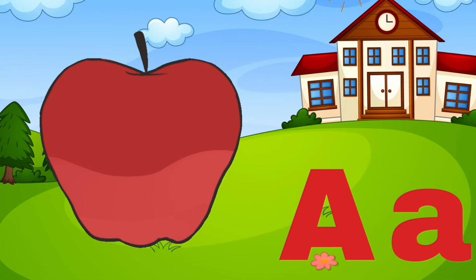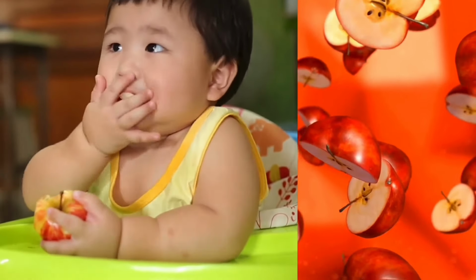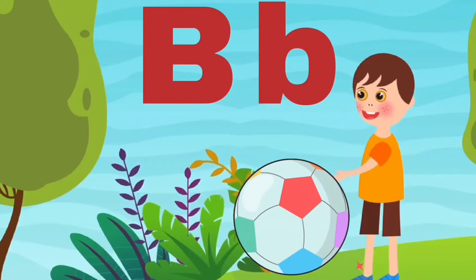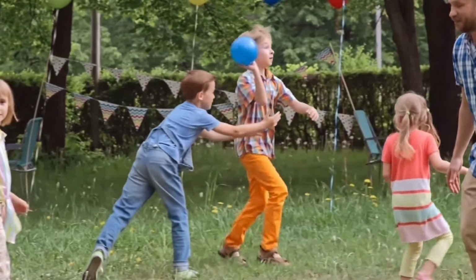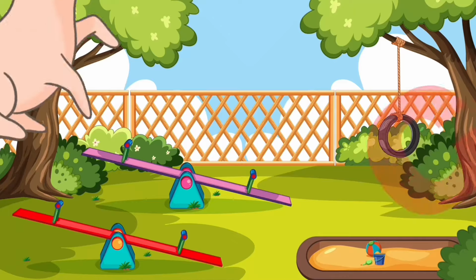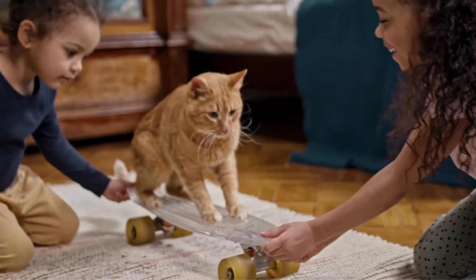A is for apple. A, apple. A, apple. B is for ball. B, b, ball. B, b, ball. B, ball. C is for cat. C, c, cat. C, c, cat.